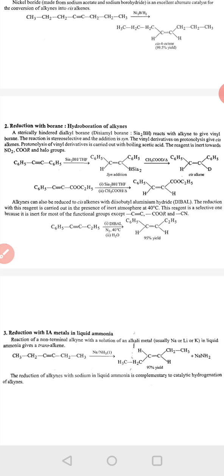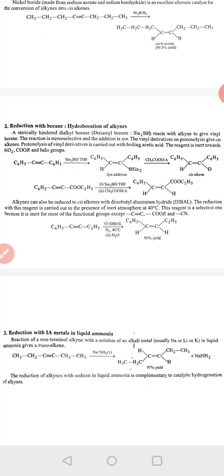In this reaction we use a sterically hindered dialkyl borane to react with alkyne to give vinyl borane. This reaction is again stereoselective and the addition is syn. This vinyl derivative on protonolysis gives cis-alkene. This protonolysis of vinyl derivative is carried out with boiling acetic acid.